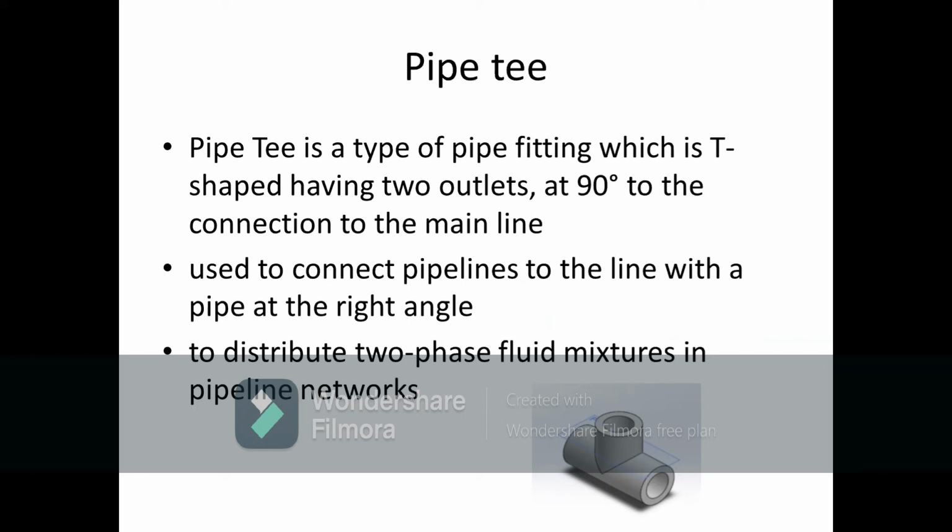So what are pipe tees? A pipe tee is a type of fitting which is T-shaped, having two outlets at 90 degrees to the connection to the main line. So it's used mostly to split the water around, maybe around a room or corner. It's used also to distribute two-phase fluid mixtures into pipeline networks.